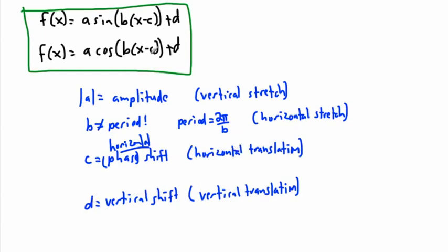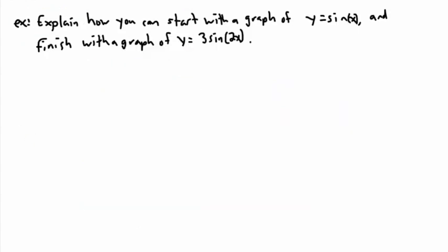So this is really what these mean, right? This here means left or right. And over here, this other one here means up or down. So once you know these, then you can actually start solving all sorts of questions. So for example here, we can say, explain how you can start with a graph of y equals sine x and finish with a graph of y equals 3 sine of 2x. You can just talk about the transformations needed.